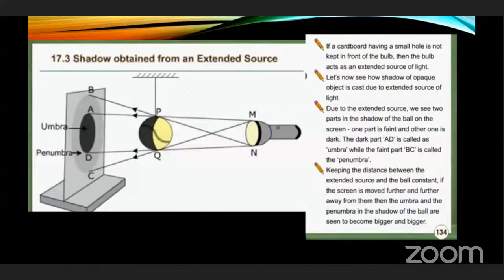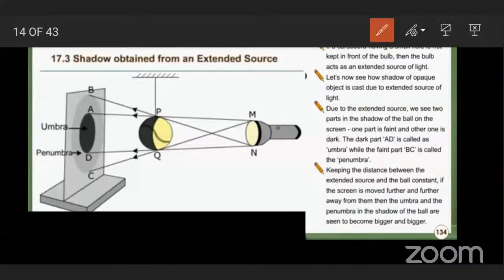The dark shadow is umbra and the faint shadow is penumbra. Keeping the distance between the extended source and the ball constant, if the screen is moved further and further away from them, then the umbra and the penumbra in the shadow of the ball are seen to become bigger and bigger. See, if we move this screen away from the light source and ball, then what will happen? The shadows become bigger and bigger.